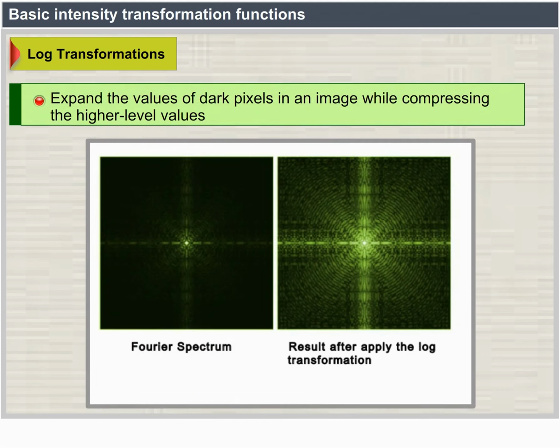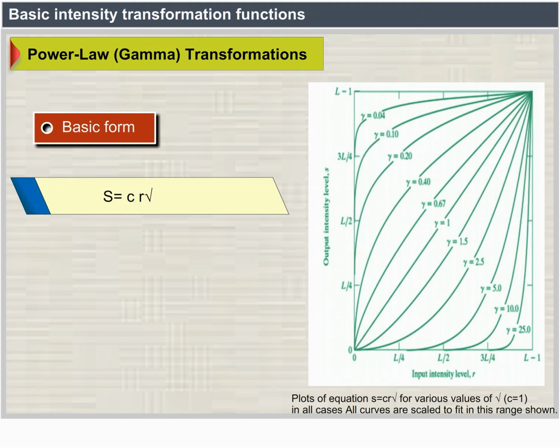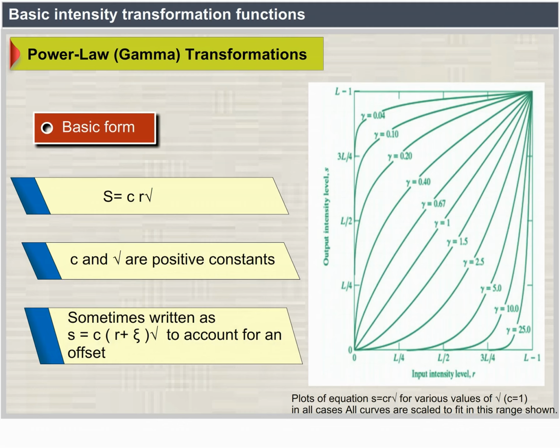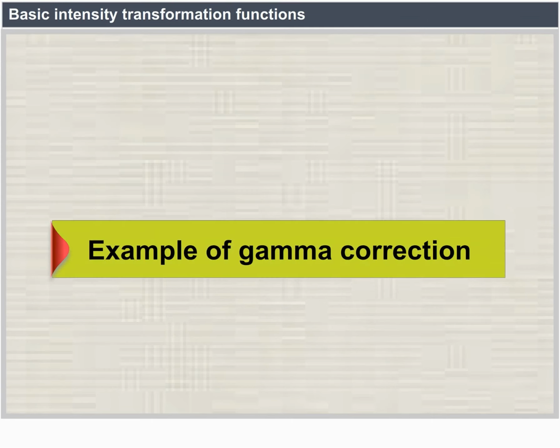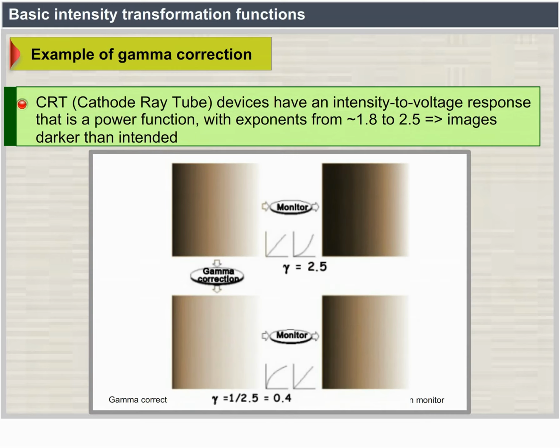Power-law, gamma transformations. The basic form is s equals c r^γ, where c and γ are positive constants, sometimes written as s equals c (r plus ε)^γ to account for an offset. Examples of gamma correction: CRT, cathode ray tube devices, have an intensity-to-voltage response that is a power function with exponents from about 1.8 to 2.5, making images darker than intended.